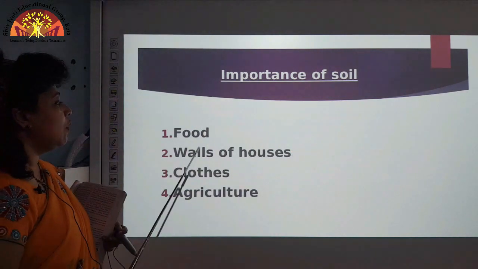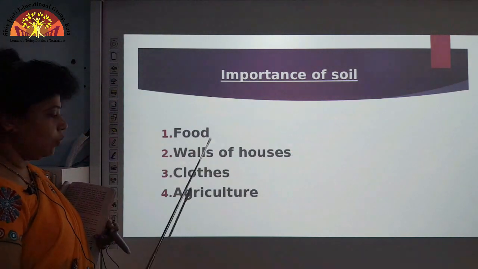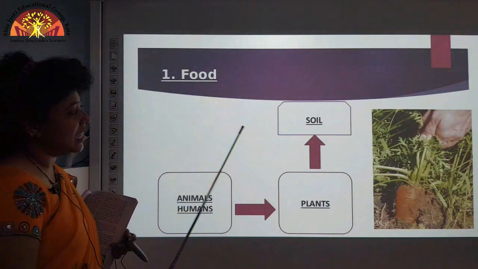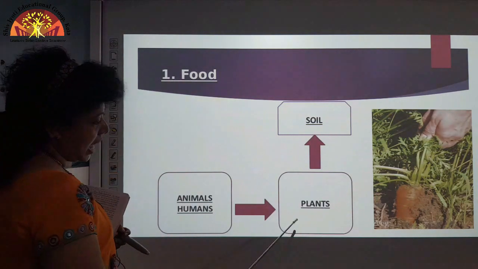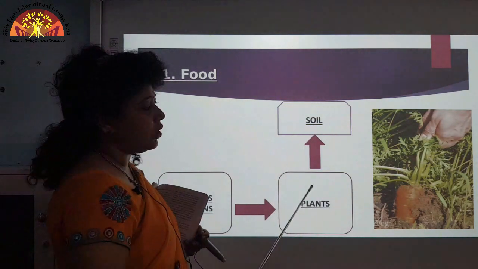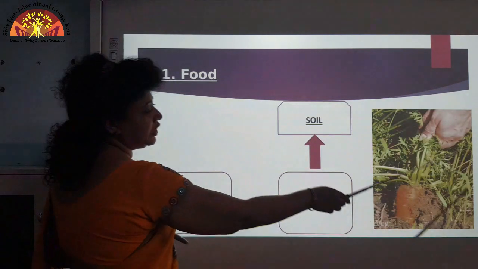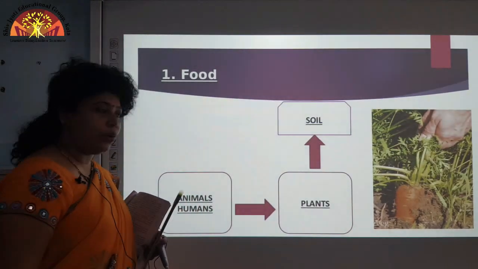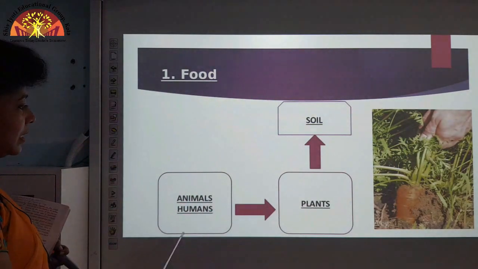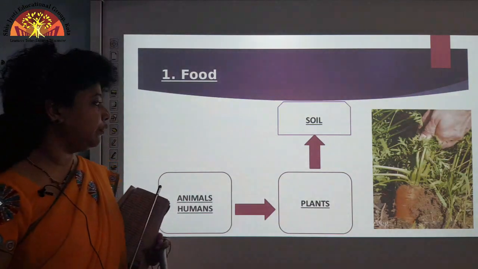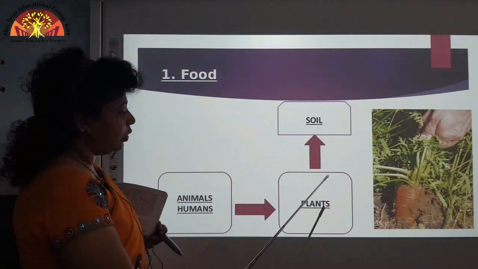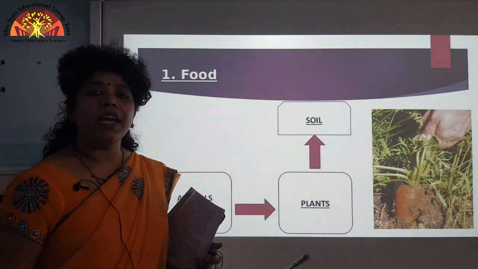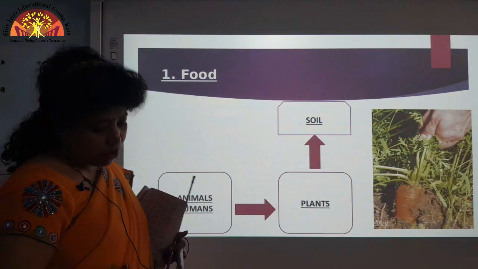One is food, two walls of houses, three clothes and four agriculture. Now, let us come to food. As you can see here, these are plants and all plants grow in soil. For instance, in this picture you can see the carrot plant growing in soil. As we all know, all animals and humans depend on plants for their food. And where do plants grow? Plants grow in soil. Hence we can say that all living organisms depend on soil for food.